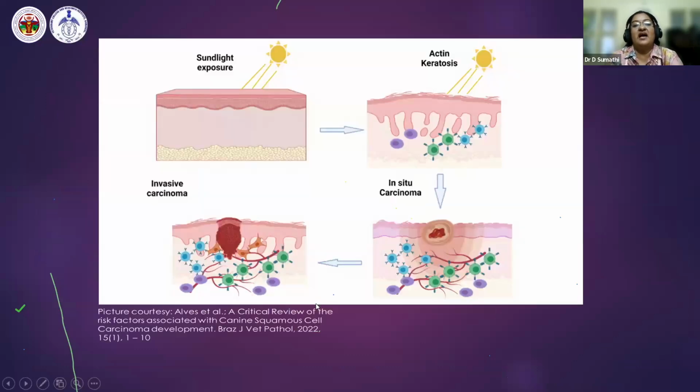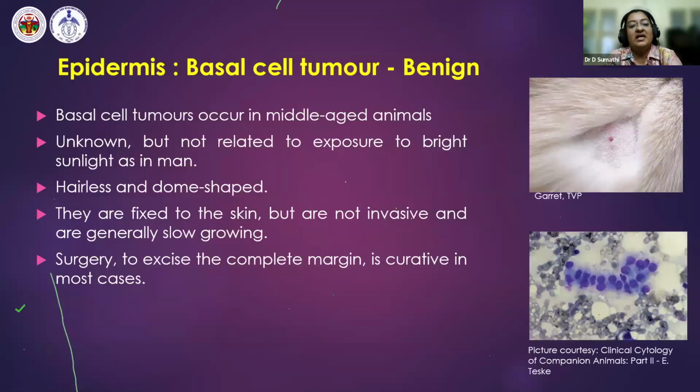So coming to epidermis, we have the sun exposure and actinic keratosis, wherein the layers which are exposed are getting insulted, and they develop in situ carcinoma, which slowly becomes aggressive and starts invading inside. So mostly light skinned dogs like your Rajapalayam breeds and white dogs like Great Danes and white colored boxers are more prone to these kinds of tumors.